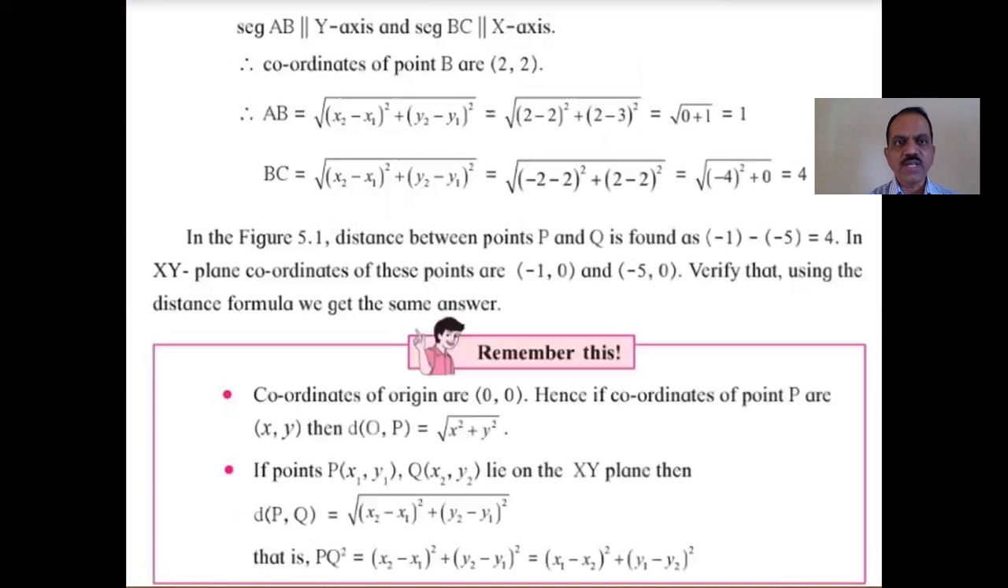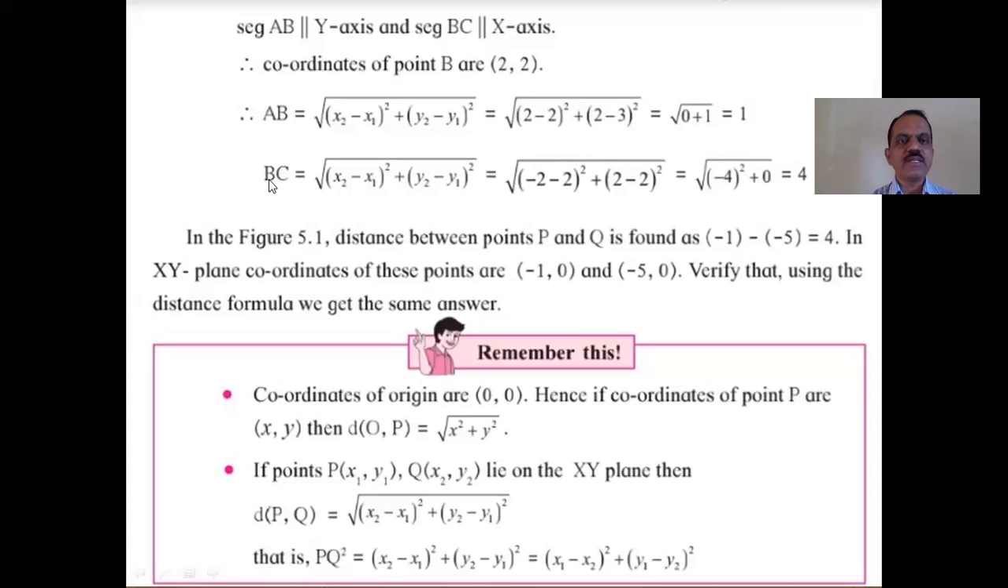Now we see the next, segment AB. In this figure, segment AB is parallel to the y-axis and segment BC is parallel to the x-axis. Therefore, the coordinates of point B are 2 and 2. Therefore, AB is equal to the square root of 2 minus 2 bracket square plus 2 minus 3 bracket square. Then 2 minus 2 means 0 and 2 minus 3 is -1, bracket square, so we get the value 1. Therefore, the square root of 1 is nothing but 1.